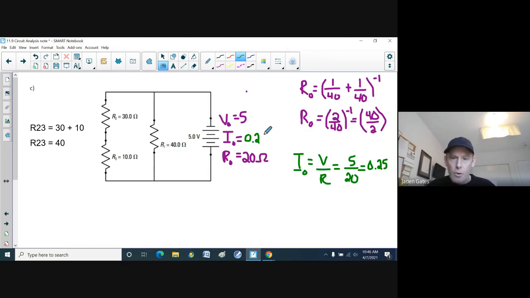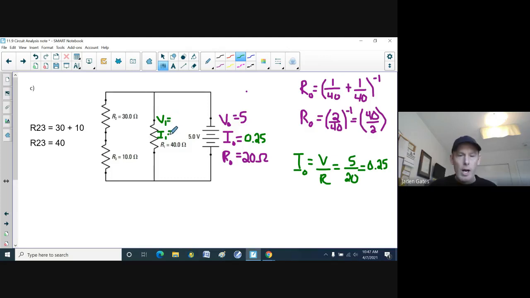All right, so now what else can we figure out? Oh, let's look here. I've got R1. I'm going to need I1. No way of figuring that out yet. I need V1.